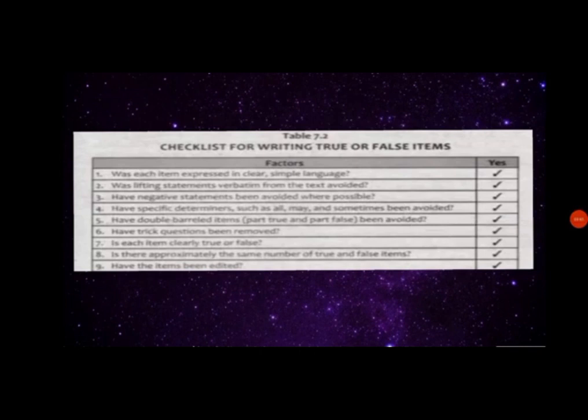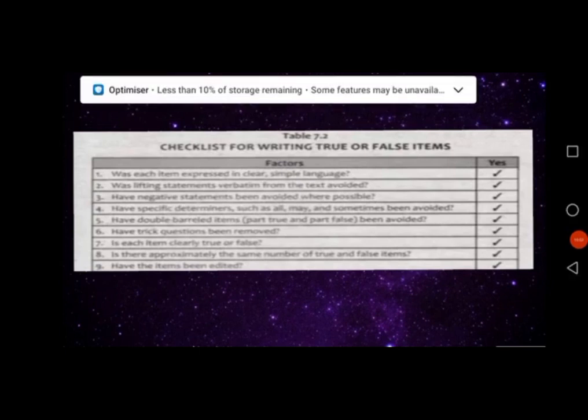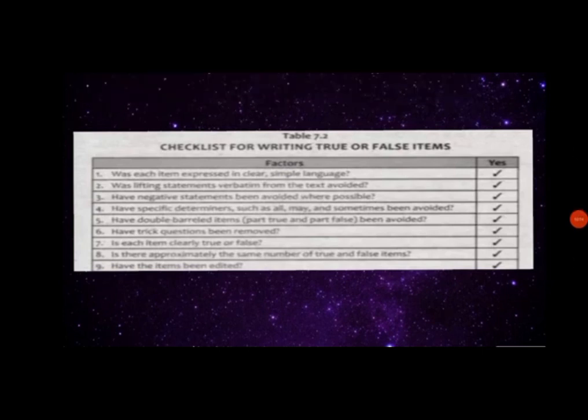So sa checklist naman, checklist for writing true or false items. Yung mga factors dito is have 9. Number 1 is, was each item expressed in clear, simple language. Number 2 is, was lifting statements verbatim from the text avoided. Number 3, have negative statements been avoided where possible.